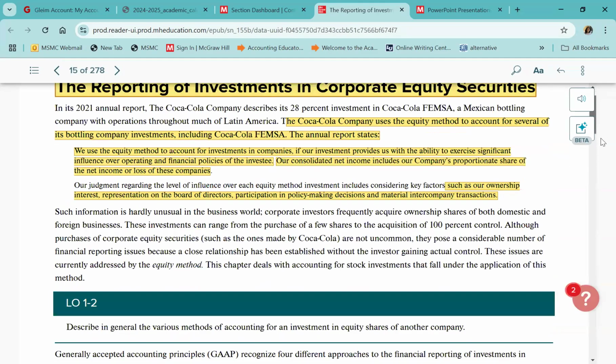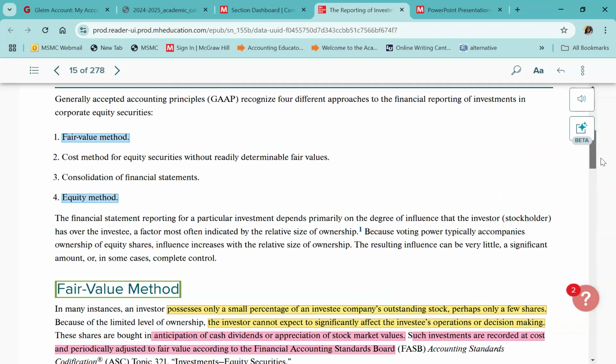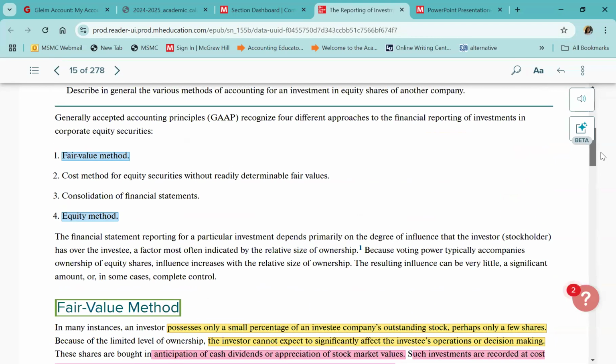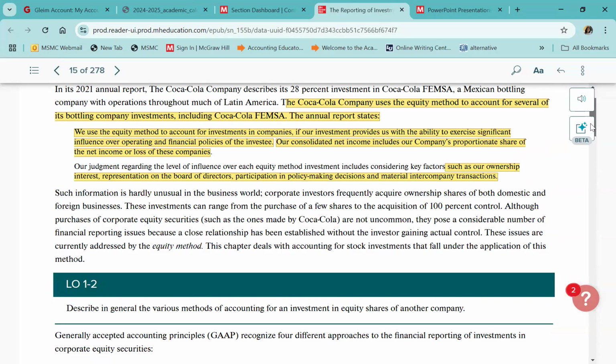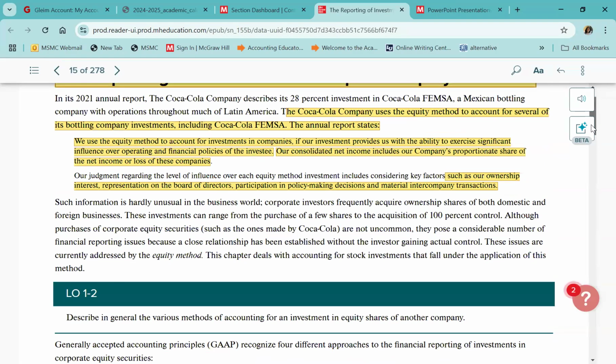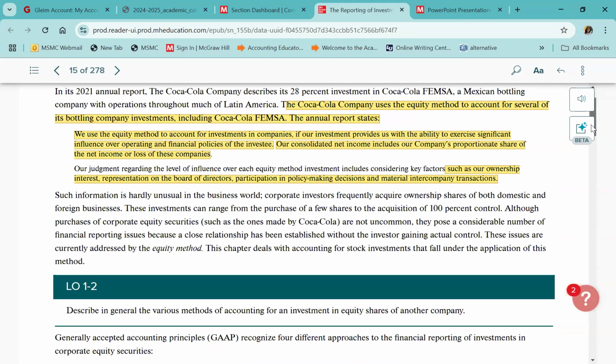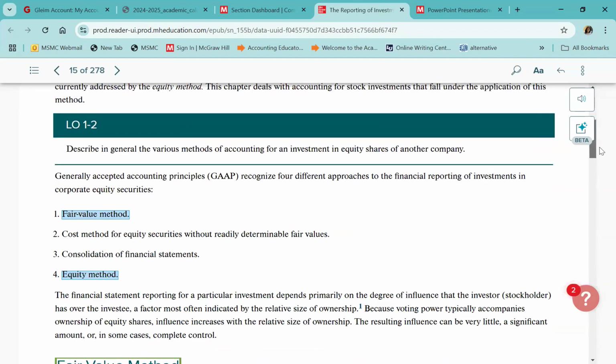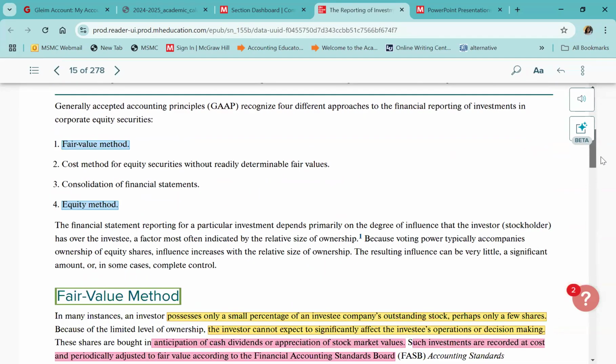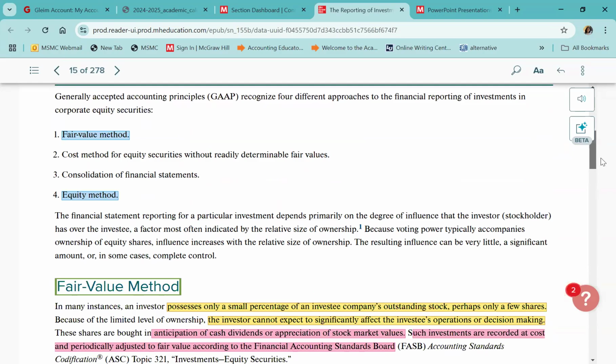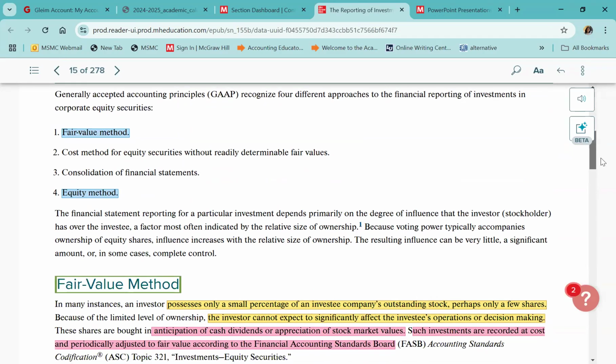But what if I own between 20 to 50%? Then we say here that the investor can exercise or may exercise influence over the investee. Okay? The investor may be able to exercise influence over the investee. And here we use the equity method. All right?